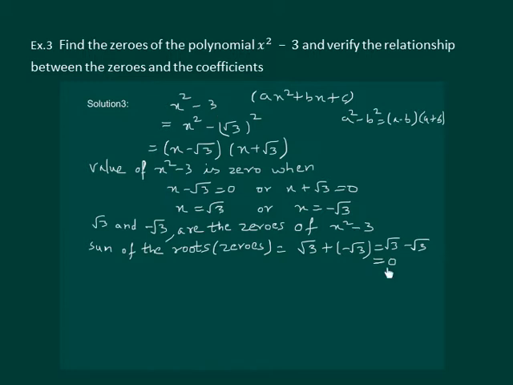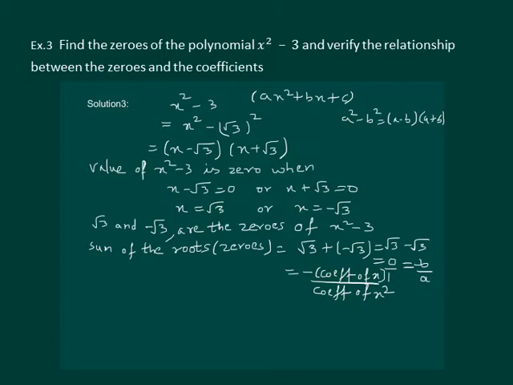So this can be written as minus b by a, which is equal to minus the coefficient of x by coefficient of x squared. Hence we have verified the relationship between coefficients and sum of the roots.